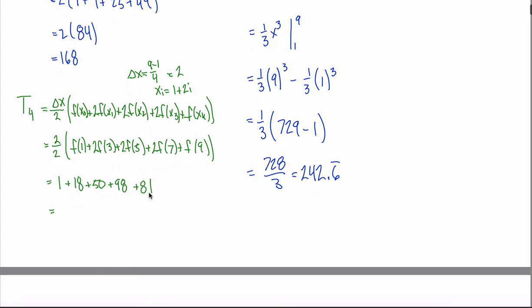Let's see, 19 and 81 is 100. How convenient. And then 50 and 98 is 148. So 100 plus 148 gives me 248. But whatever, it's just a number. It's not even the right answer.